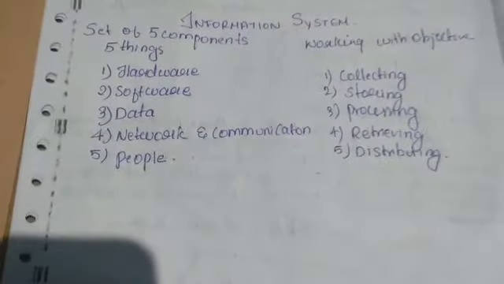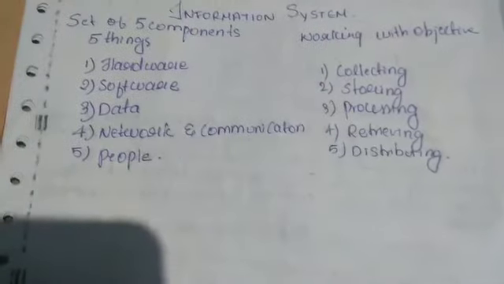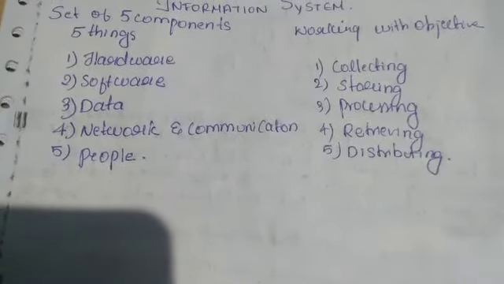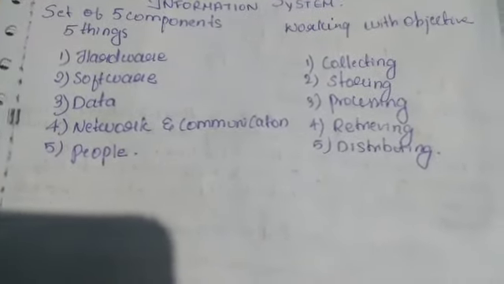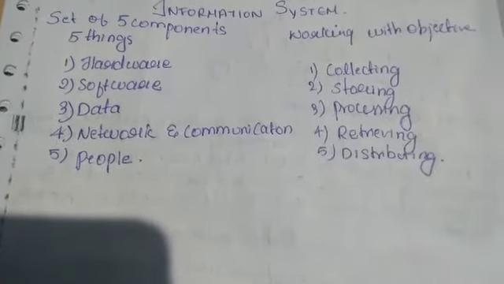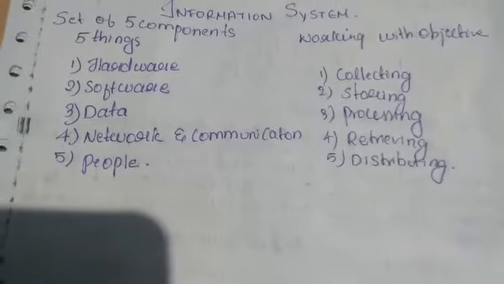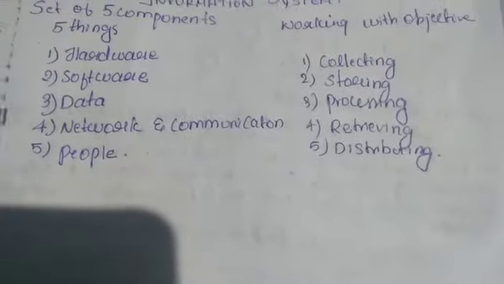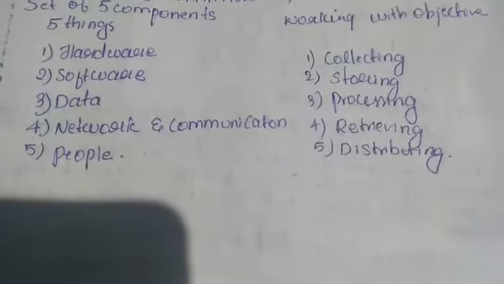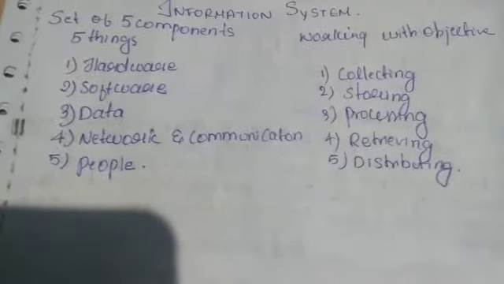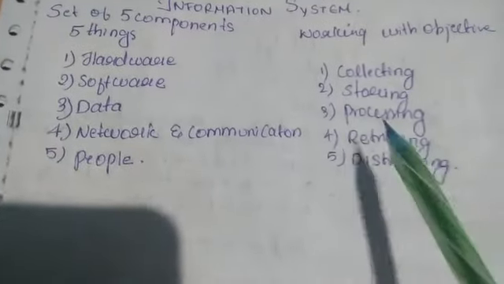Collecting. First, they will collect the data from various resources. They collect the data, they store it in the system, they keep it in a file or in a path. Then after that they will process that data, arranging it in a nice manner. Then retrieving the data. Then they will view and review the data whenever the data is needed.